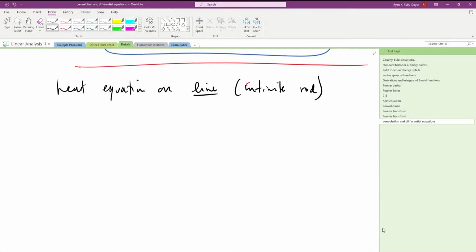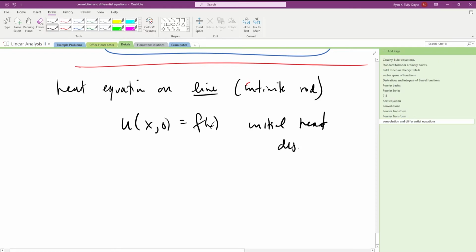And we're still going to give an initial condition for the heat equation. U of x and 0 is equal to f of x. This is the initial heat distribution. And notice that unlike the case on the ring, there is nothing periodic that we can take advantage of here.